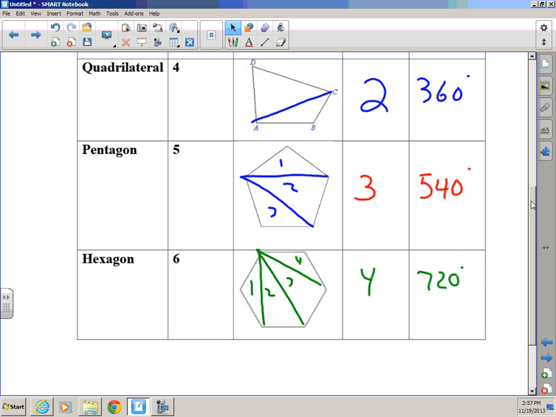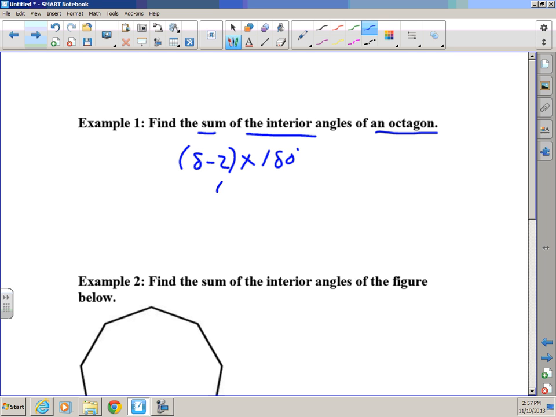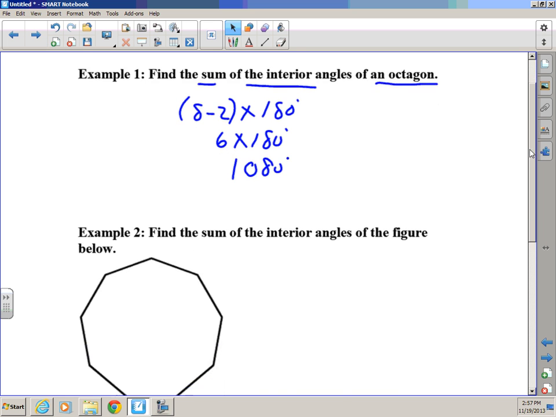What you will notice throughout this is that the number of triangles formed is 2 less than the number of sides of the figure. And that's why the formula works the way it works. Okay, so let's go through a couple of examples. First example, I have an octagon, and I want to know the sum of the interior angles. An octagon has 8 sides. 8 minus 2 is 6, and 6 times 180 is 1,080 degrees. It's as straightforward as that. If I have 8 sides, I can form 6 different triangles.